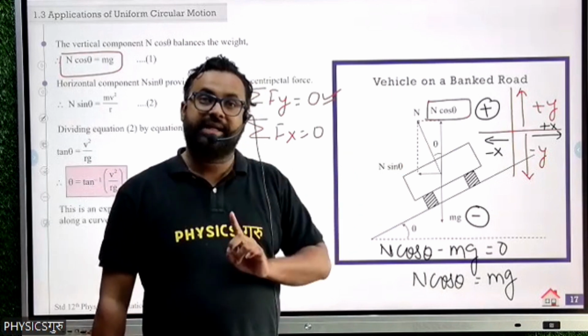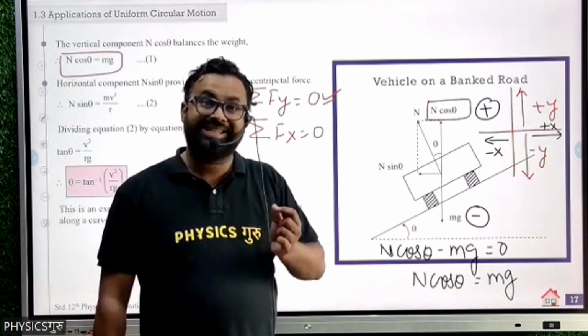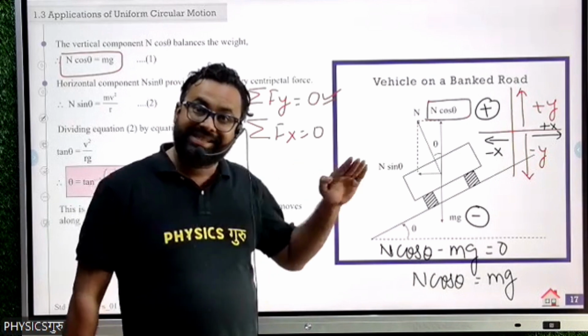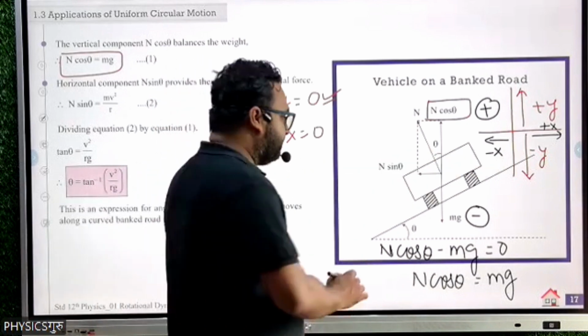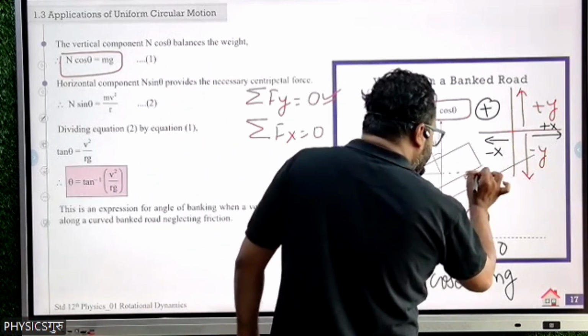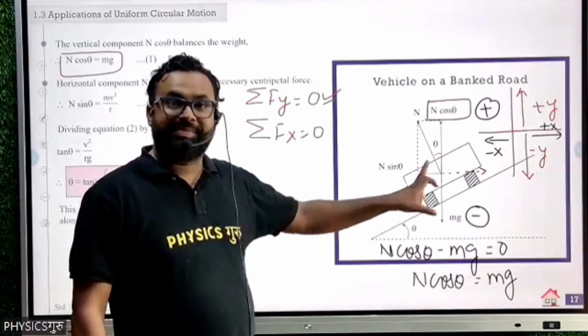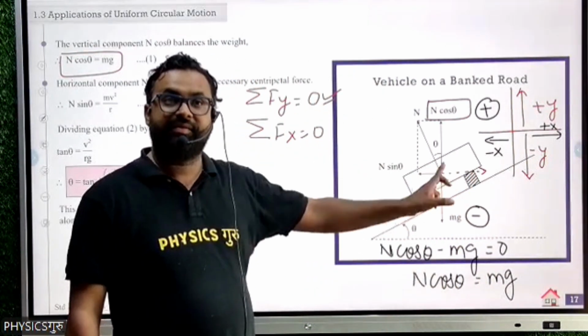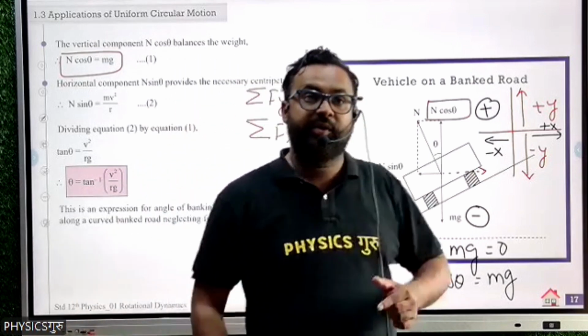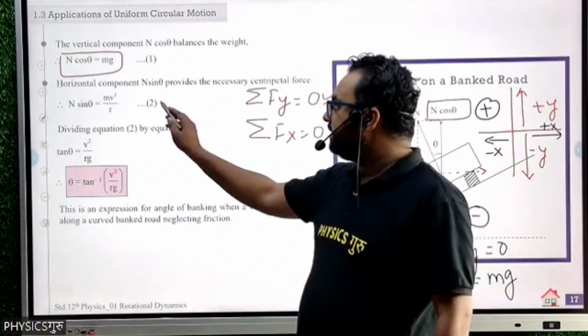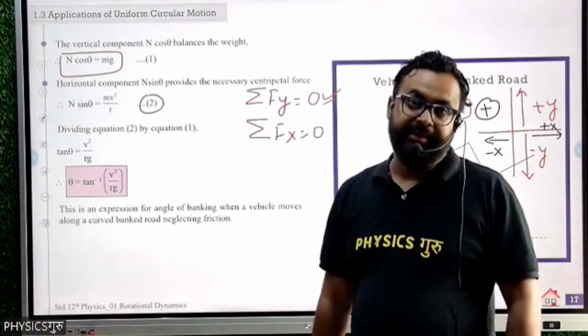We have one more force acting, which is a virtual force called the centrifugal force. It always acts away from the center. So this is the direction of the centrifugal force. N sin theta is balanced by the centrifugal force, that is mv square over r. So the second equation is N sin theta is equal to mv square over r.